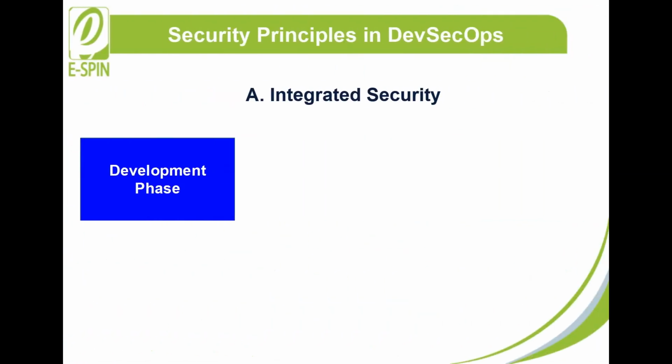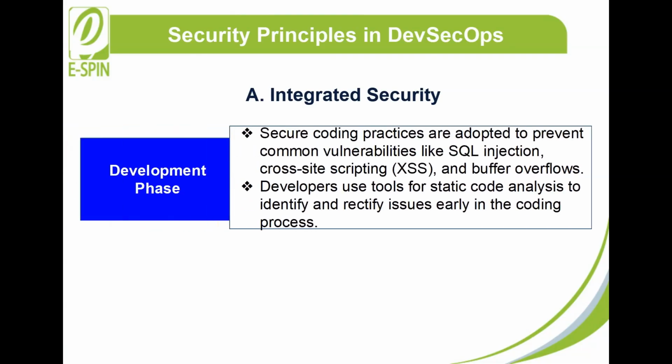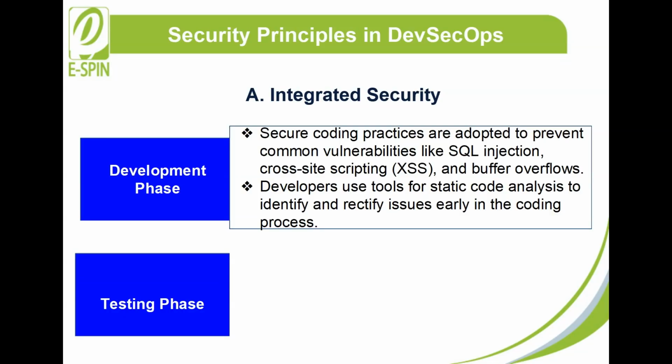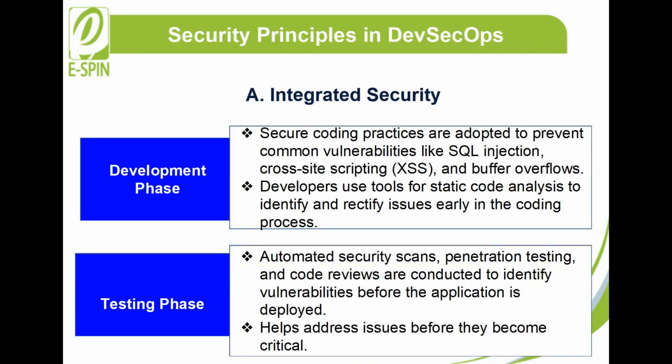The third phase is the development phase. The development phase includes secure coding practices adopted to prevent common vulnerabilities like SQL injection, cross-site scripting, XSS, and buffer overflows. While the developers use tools for static code analysis to identify and rectify issues early in the coding process. The fourth phase is the testing phase. The testing phase includes security testing embedded within the testing phase.